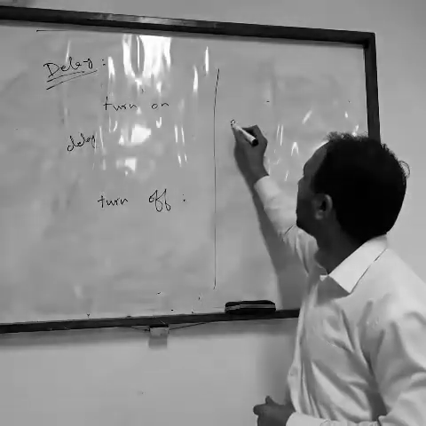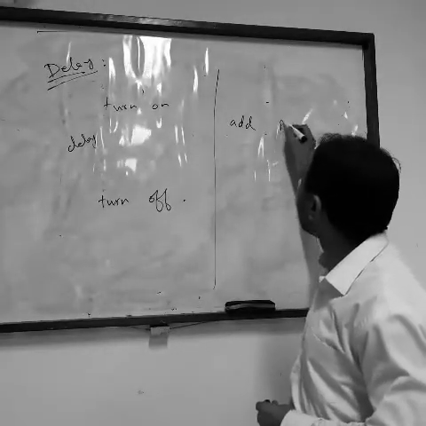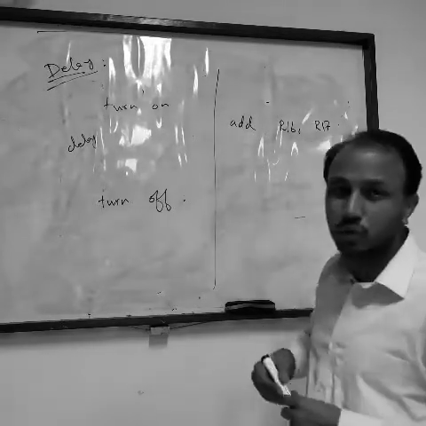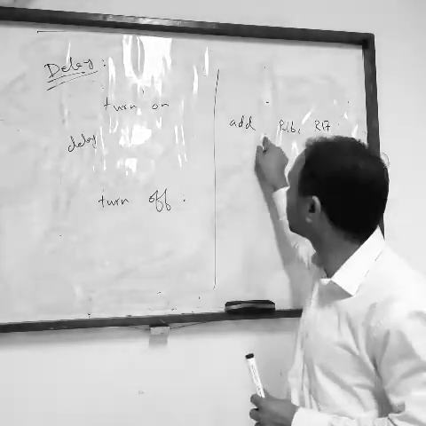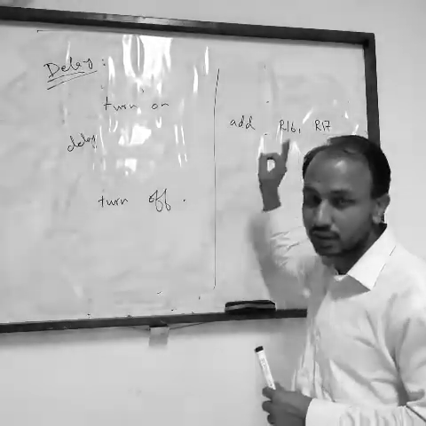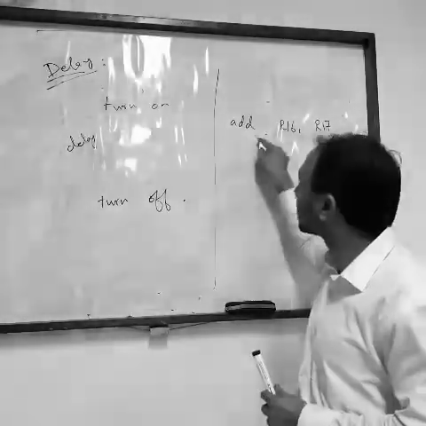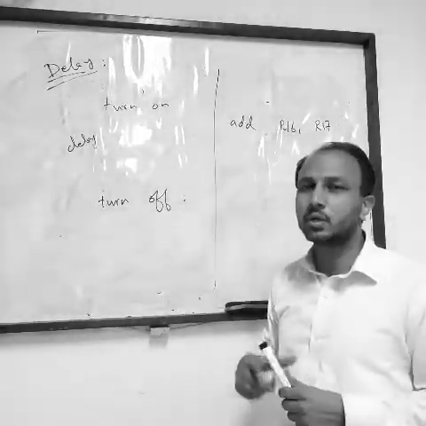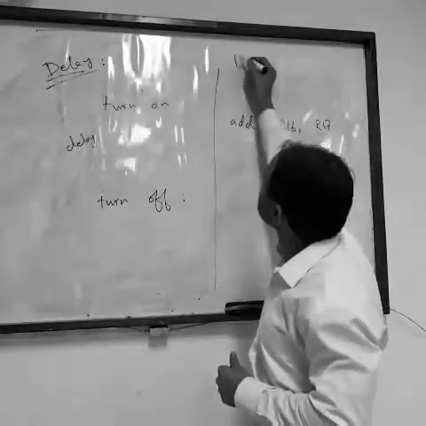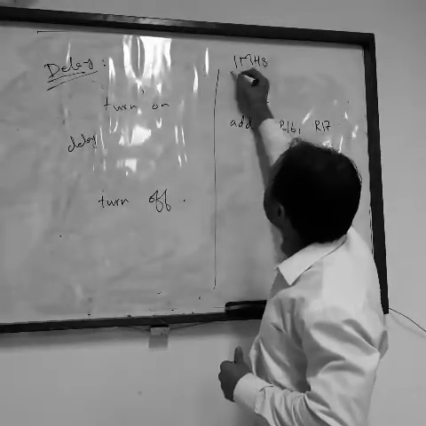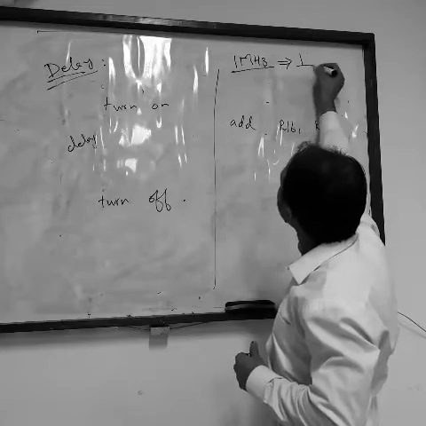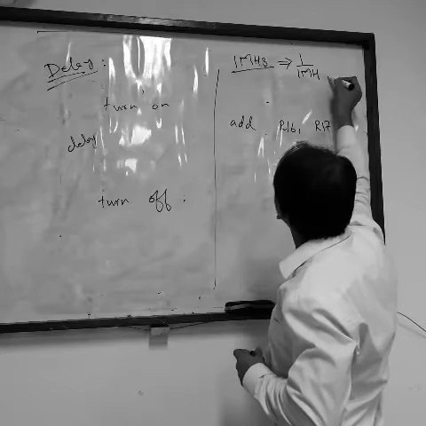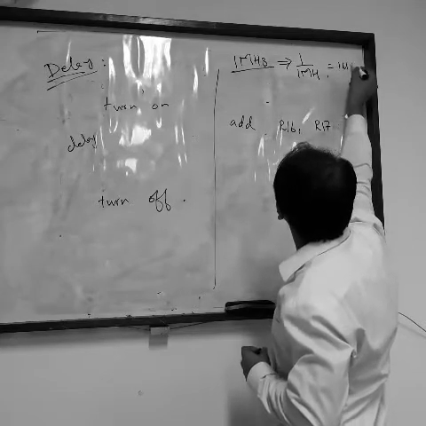For example, add R16, R17. We should know, as I told you earlier, how many cycles it will take. It takes 1 cycle. If we are running any processor on, for example, 1 megahertz, its clock period will be 1 divided by 1 megahertz, which is equal to 1 microsecond.